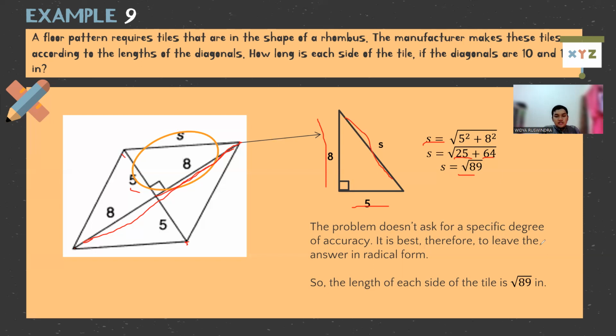So the conclusion: the length of each side of the tile is the square root of 89 inches.